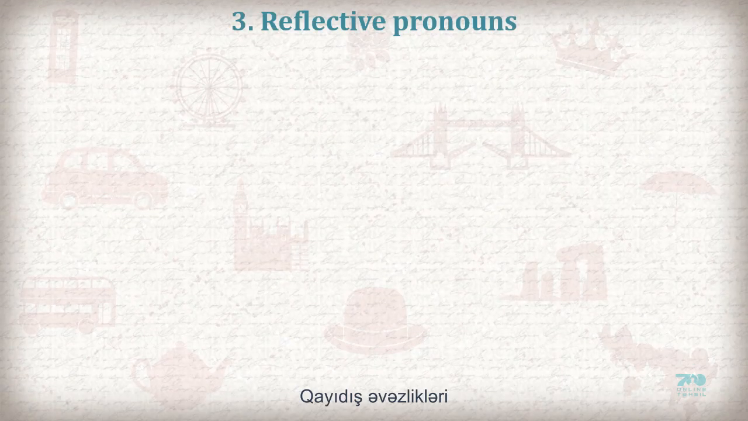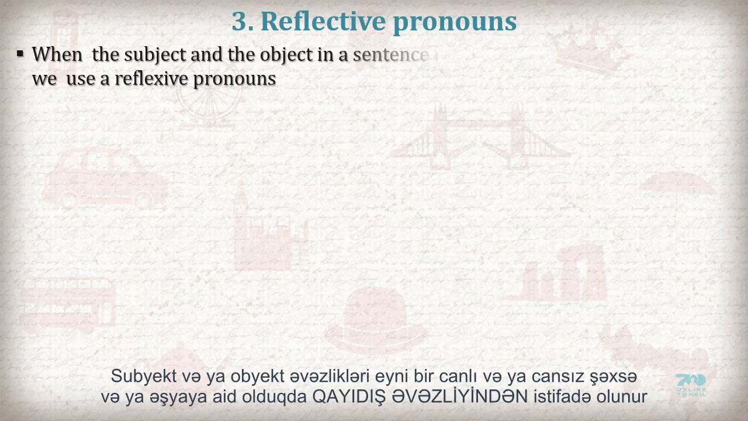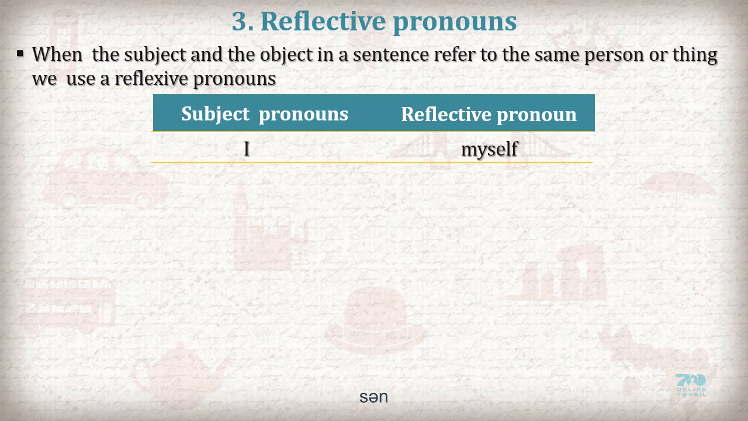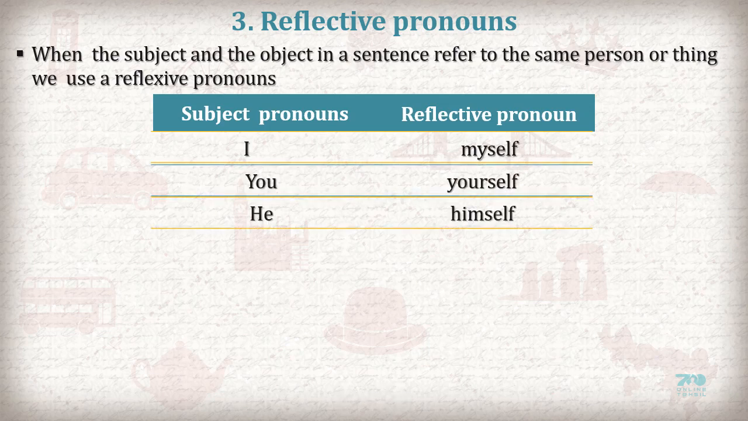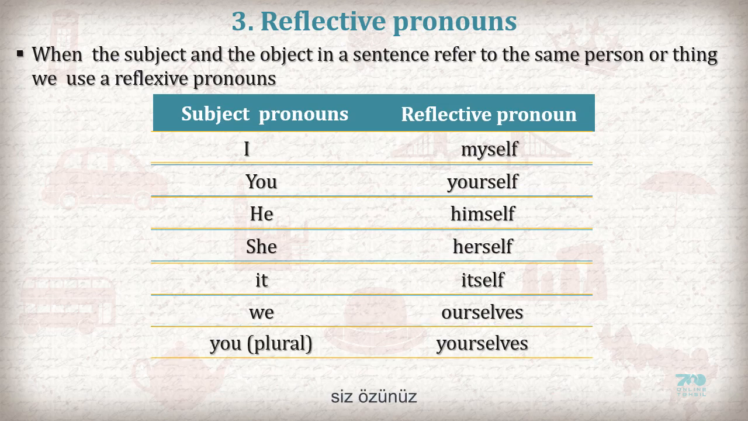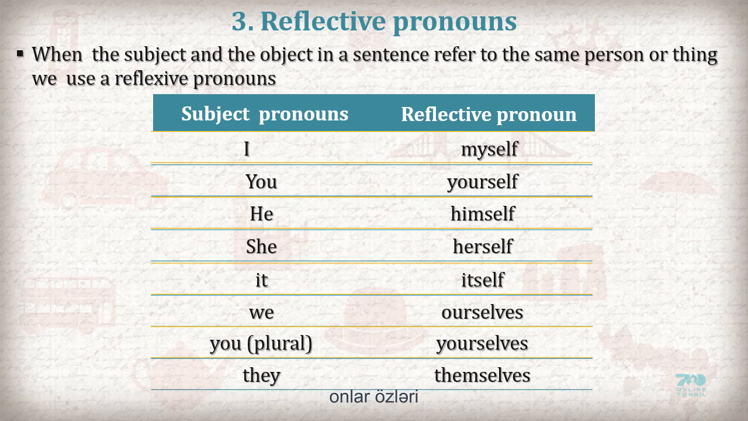3. Reflexive pronouns. When the subject and the object in a sentence refer to the same person or thing, we use a reflexive pronoun. Subject pronouns: I, reflexive pronouns: myself. You, yourself. He, himself. She, herself. It, itself. We, ourselves. You, plural, yourselves. They, themselves.